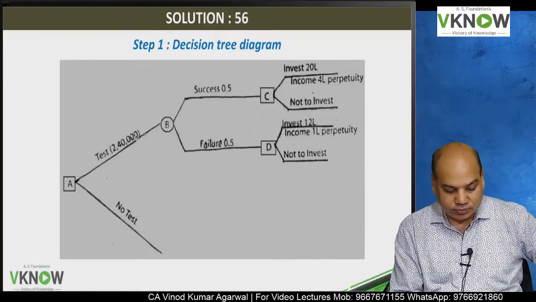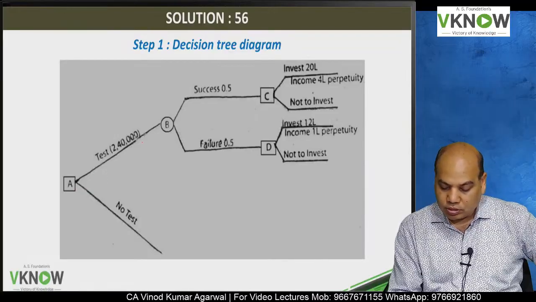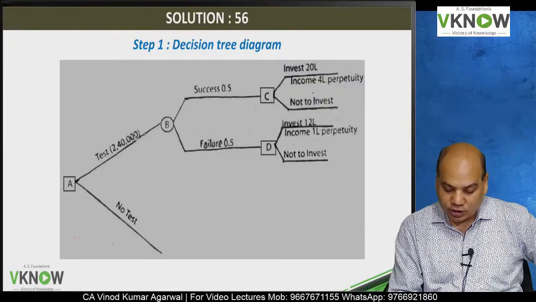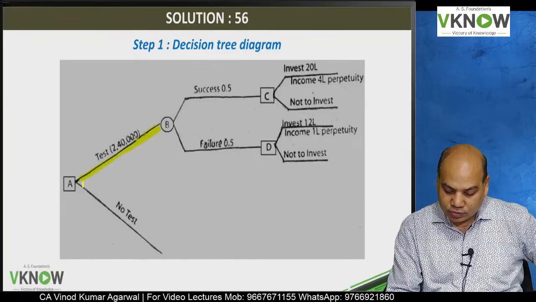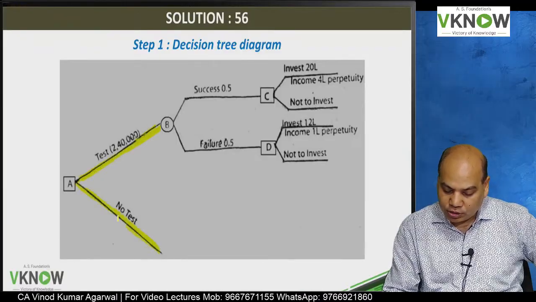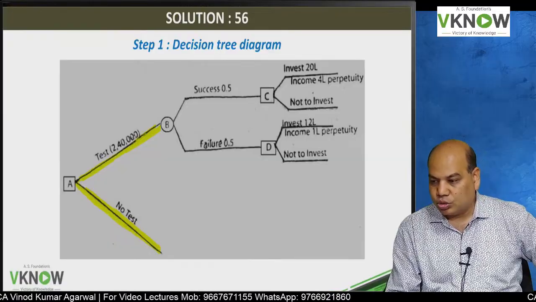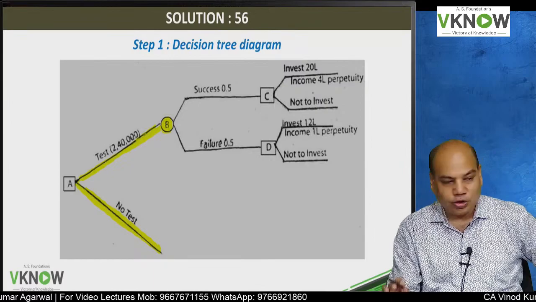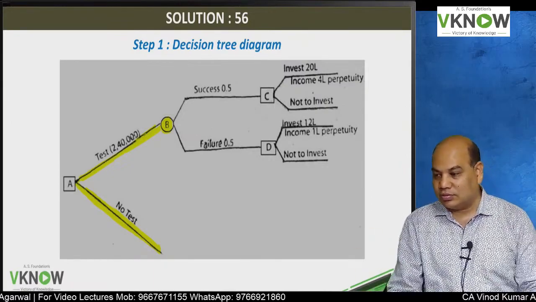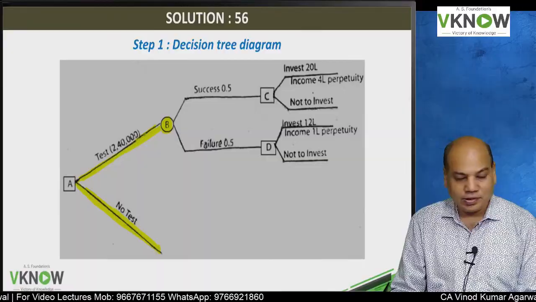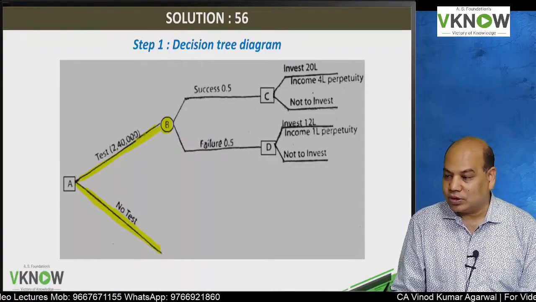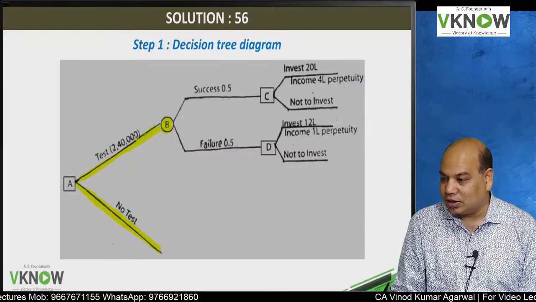A represents option 1, test market. You will incur 2,40,000. And the second alternative you have is no test. Don't do anything. If you don't do anything, you will not get anything. That is how the system works, whether it is product or whether it is exam. If you do something, you will get something. If you do nothing, you will get nothing.